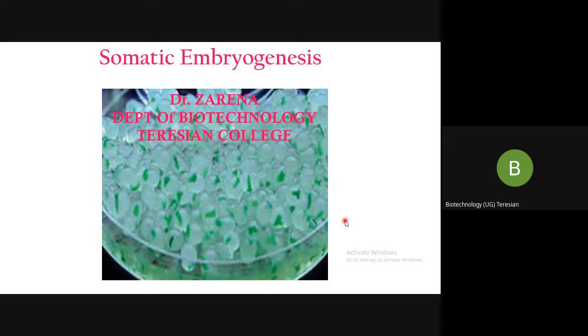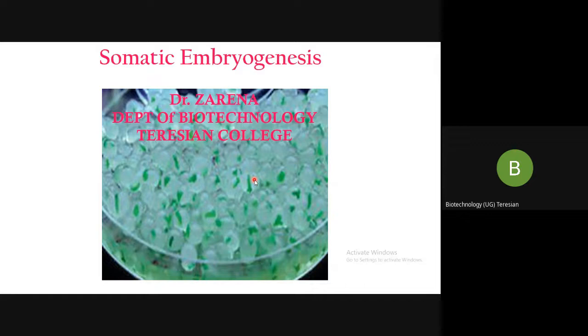Synthetic seed or artificial seed production. The picture you are seeing on the slide is one example of artificial seed being produced by using embryos which are encapsulated in hydrogels. Now, what are these? What do I mean by encapsulating the embryos in hydrogels? We shall look at all this in detail.